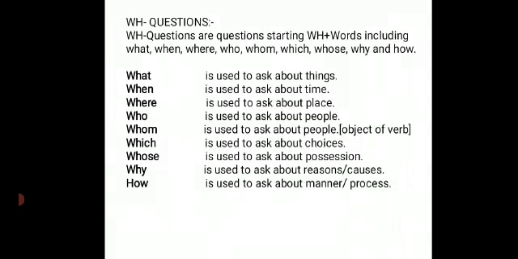Now we'll come to WH questions. What are these WH questions? The WH questions are questions starting with WH words, including what, when, where, who, whom, which, whose, why and how. You all understood this? Now I will explain to you when to use what, when to use when, where and all. But remember, WH questions means it should start with WH only.